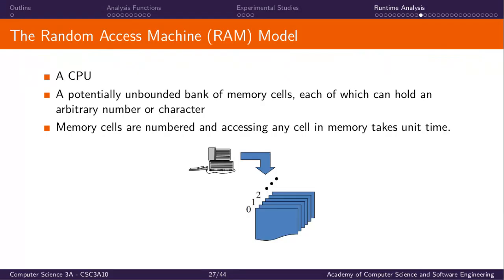Right, so when we're doing this analysis, we're assuming that we have this ideal machine that has an unbounded amount of memory, and so that's why it's okay for us to do this.